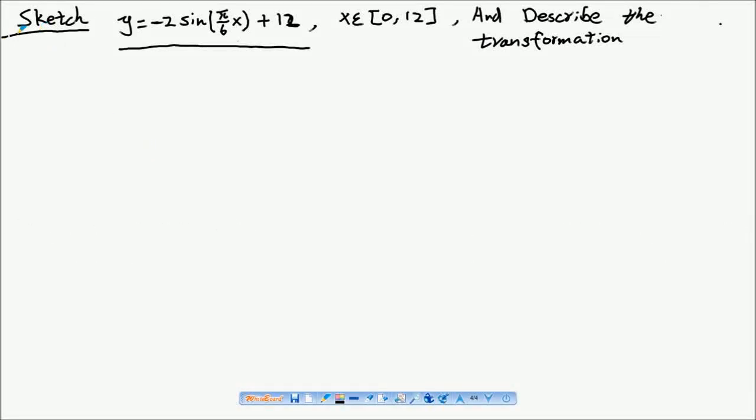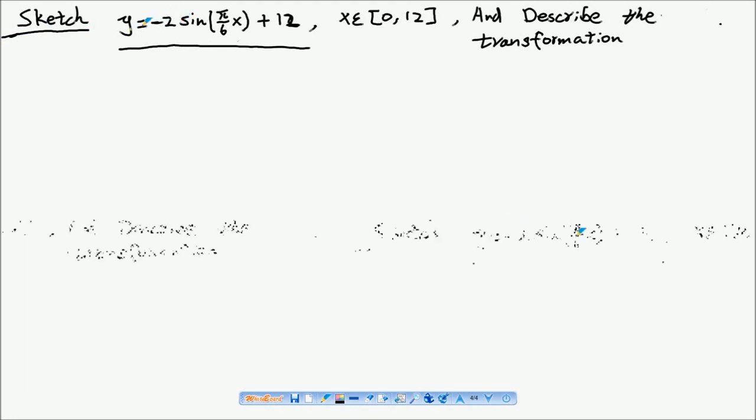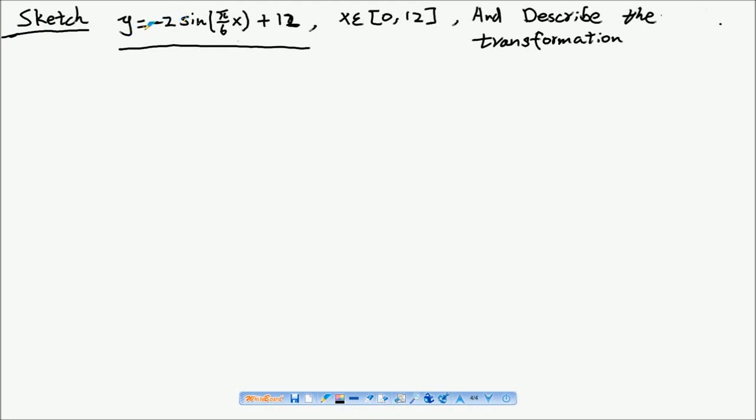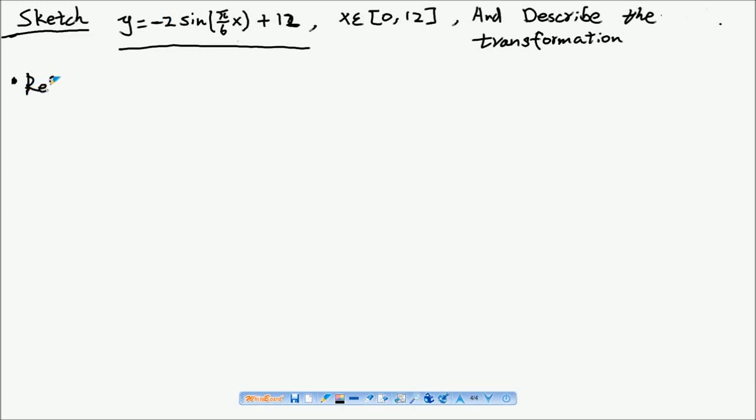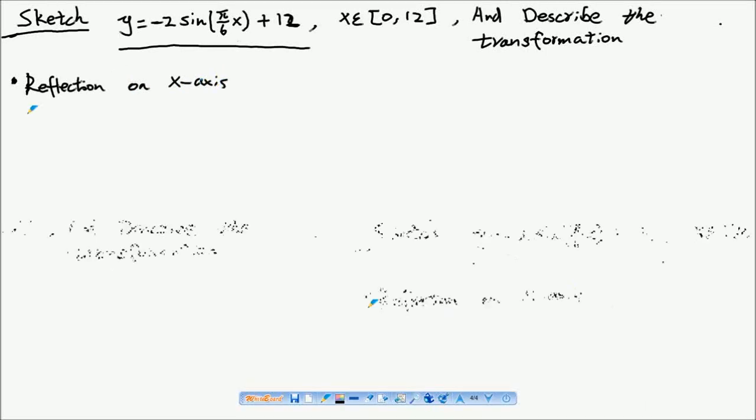Now let's look at this question. I'm going to sketch this graph in this domain and describe the transformation. So first let's describe the transformation. Because there's a minus, we have a reflection on the x-axis.